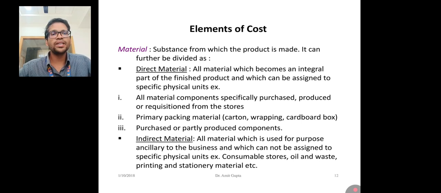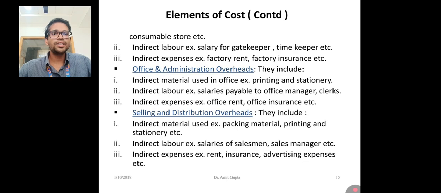Then indirect material: all the material which is used for the purpose of the business and which cannot be assigned to specific physical units. For example, consumable stores, oil, waste, and printing and stationery material, etc. Then next we discuss indirect labor. It is for the salary of the gatekeeper, then timekeeper, etc. Then indirect expenses, for example, factory rent, factory insurance, etc.